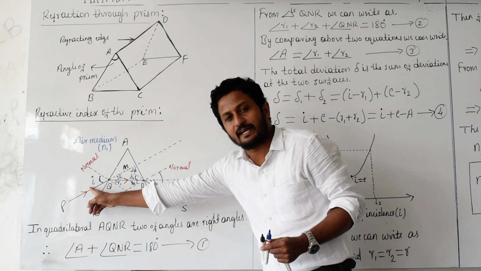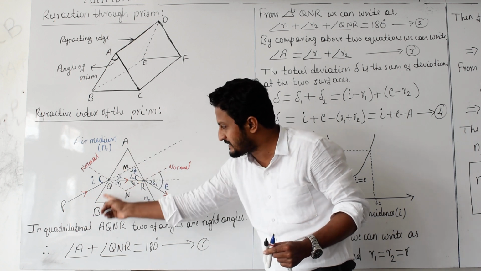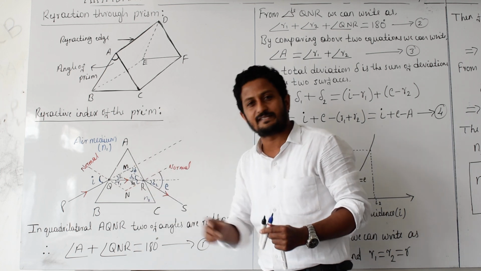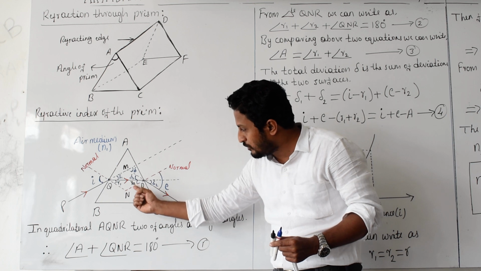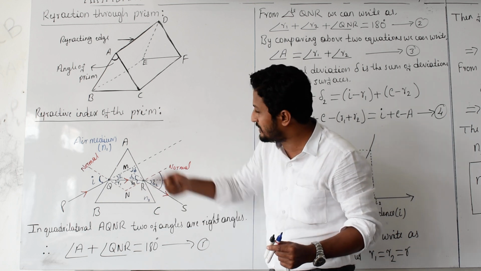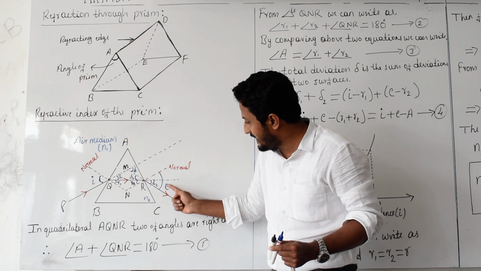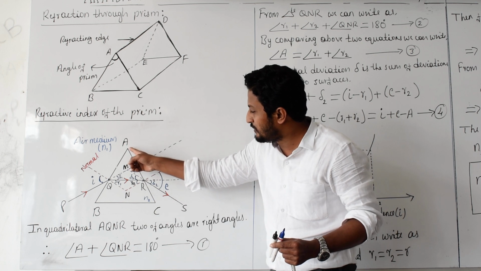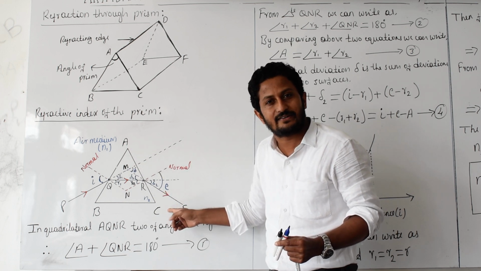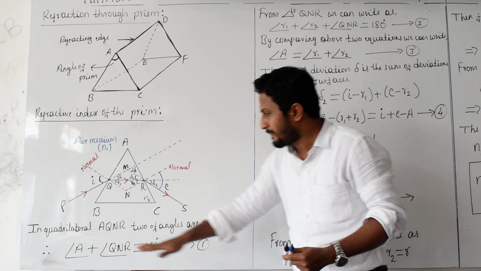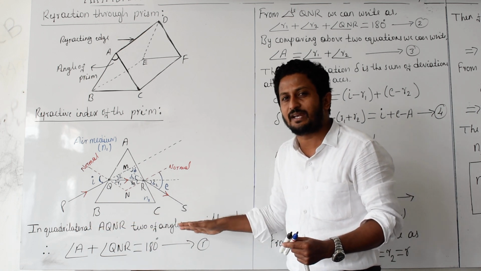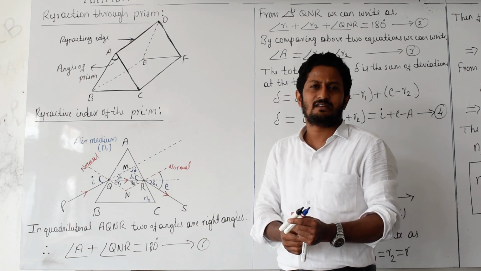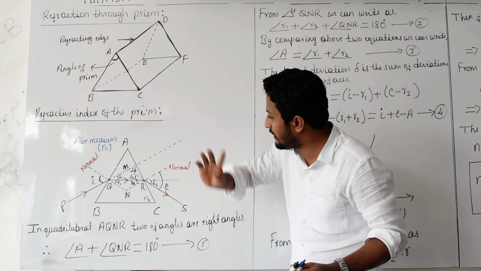Now you come here. Here I is the angle of incidence to the AB surface and R1 is the angle of refraction to the AB surface. Here R2 is the angle of incidence to the AC surface and E is the angle of refraction to the surface AC. Now look here. In the quadrilateral AQNR, two angles are right angles. Where is that quadrilateral AQNR? Look here in the diagram.